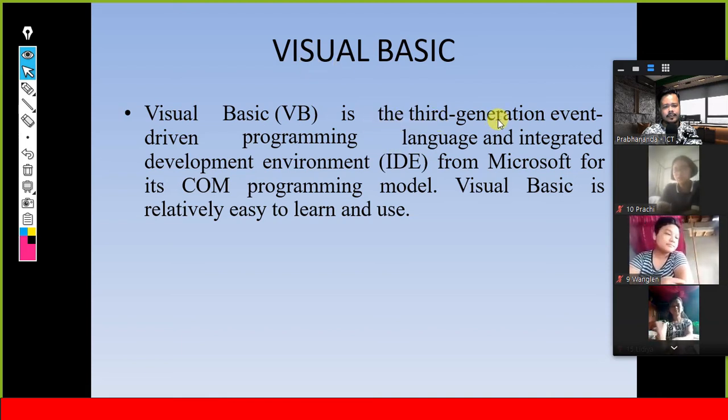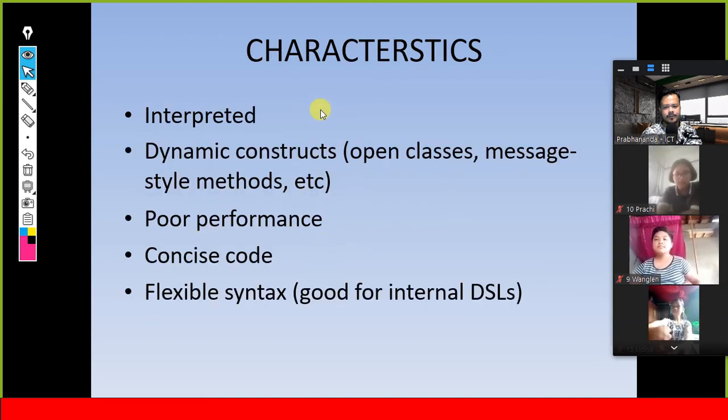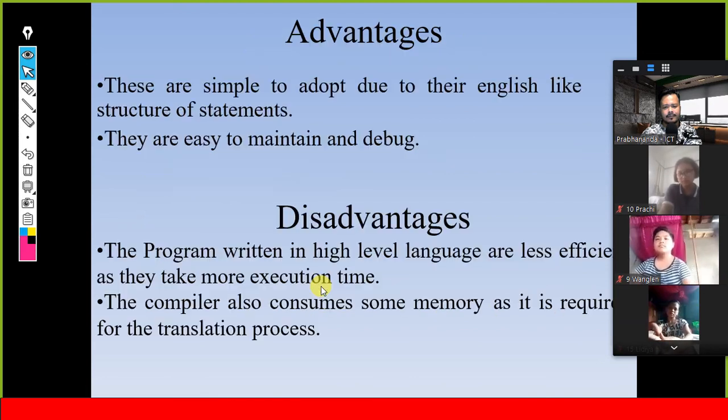Visual Basic is the third generation event-driven programming language and integrated development environment, IDE, from Microsoft. For its computer programming model, Visual Basic is relatively easy to learn and understand. Characteristics: interpreted, dynamic, open classes, poor performance, concise code, flexible syntax, good for internal DSLs. Advantage: they are simple to adopt due to their English-like structure of statements. They are easy to maintain and debug.